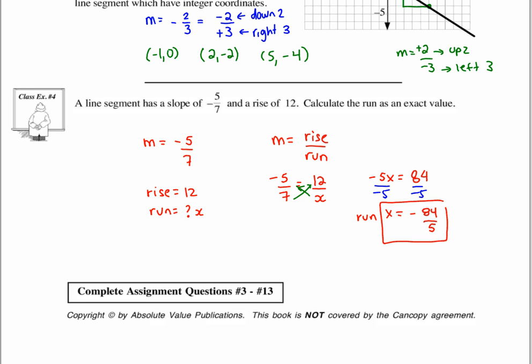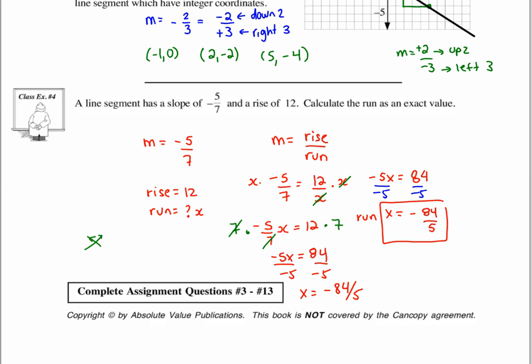The other way you could have solved this without cross multiplying is you need x off the denominator. So I would have multiplied both sides by x. It's essentially the same thing as cross multiplying, and then I would have had -5/7 x equals 12. And then you could just divide both sides by -5/7, or if you want to first take care of the 7, multiply both sides by 7, the 7's cancel, and you get 84 again, then divide by -5. Okay, so that's the other method without cross multiplying. It essentially is the same thing.